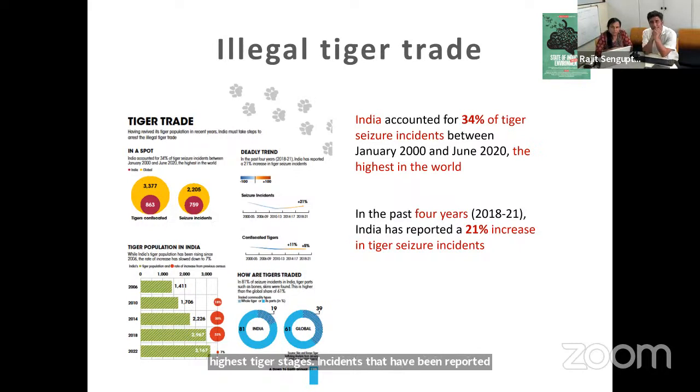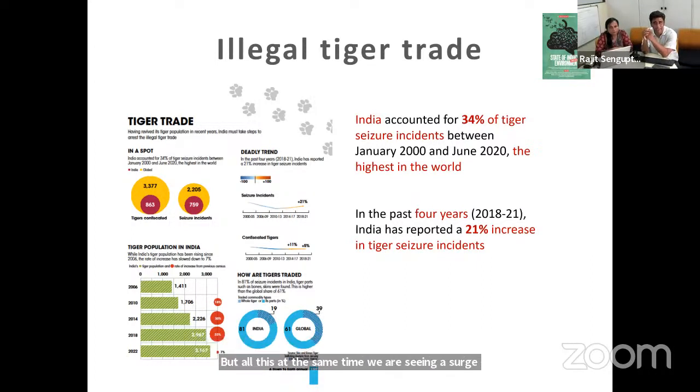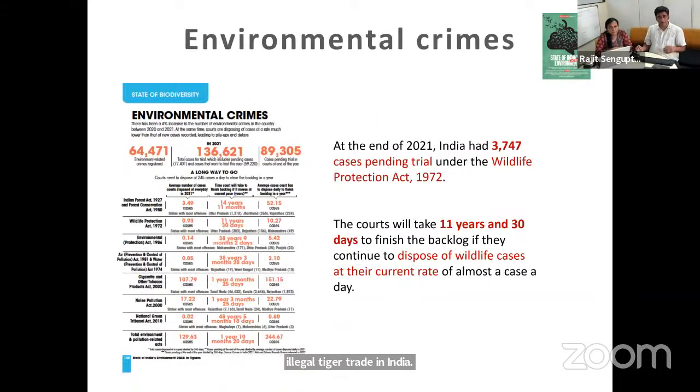We also see that there has been a 21% increase in such incidents in India over the past 4 years. So that basically means on the one hand, we are increasing the population of tigers, but at the same time, we are seeing a surge in illegal tiger trade in India. This is something that we have to be very mindful of and take care of.